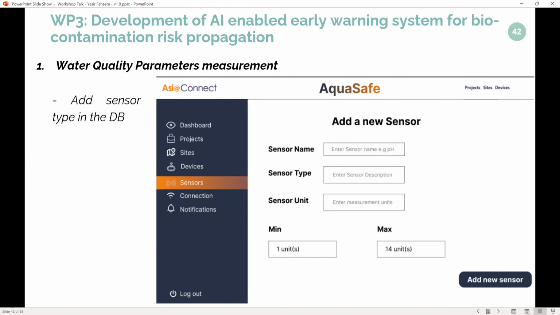A quick overview of what we are trying to develop. This is the dashboard design that we have currently made. For example, we will provide access to a technical engineer from any Asia Connect country. If they want to deploy an IoT device at a certain site, we don't know which sensors they are using. So the system admin can add any sort of sensors in the system, their type, whatever units they have to measure, min, max units, something like that.